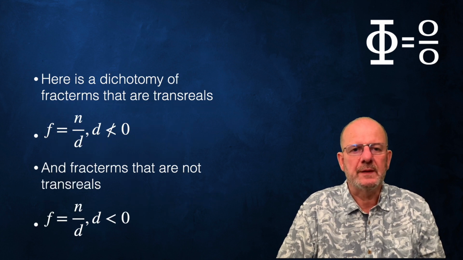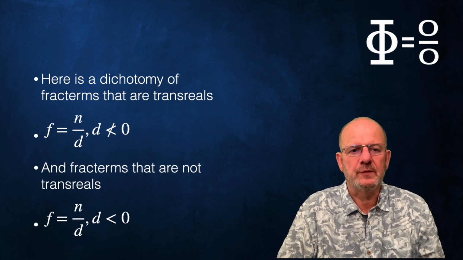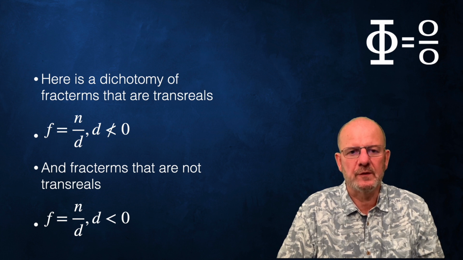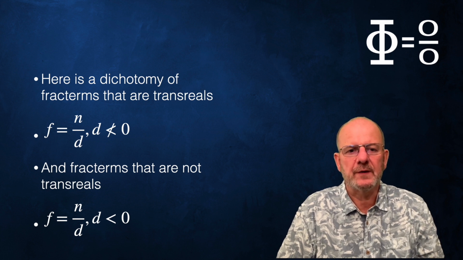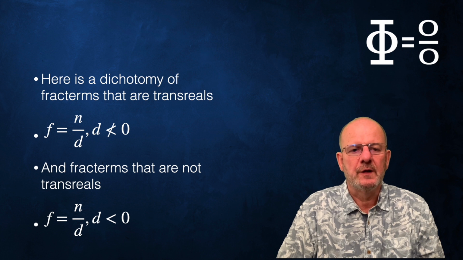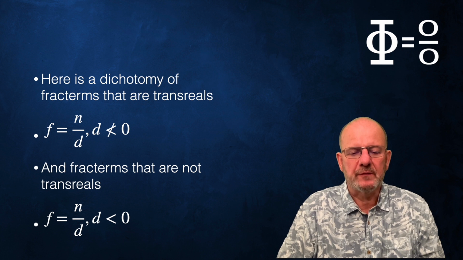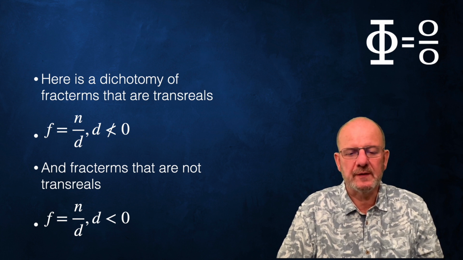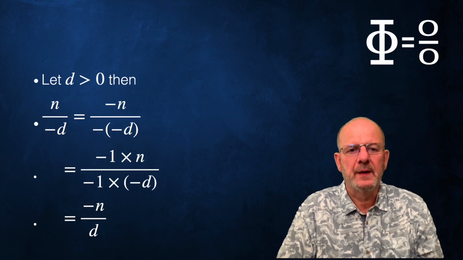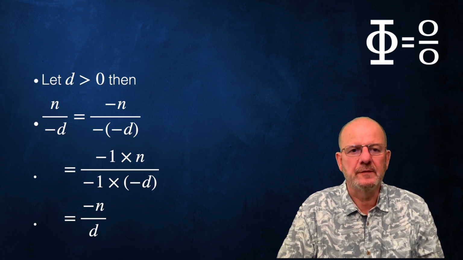Here's a dichotomy of fracterms that are transreals, numerator over denominator with denominator non-negative, and fracterms that are not transreals, numerator over denominator with denominator negative. It seems like we haven't made an improvement, but we've got ourselves into a brilliant position. We can now make a monocotomy of fracterms that are transreals.